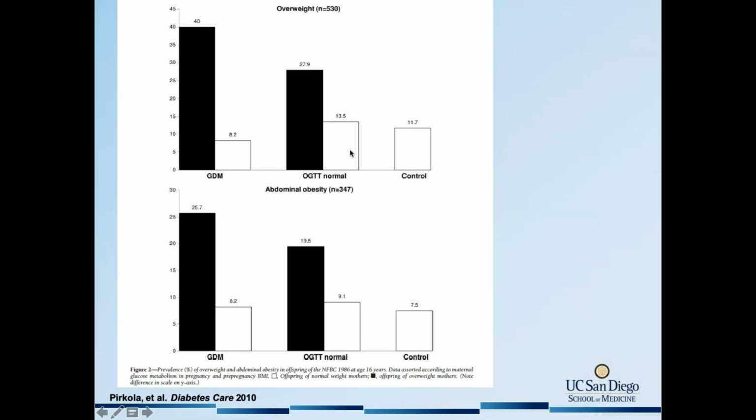These are normal controls. Here are the normal weight women, and here are the obese women in black. And as you can see, again, they have a higher rate of neonatal obesity and abdominal obesity if their mothers were obese. So again, it's a very complex pathway, and we do know that obesity may be an independent risk factor as well for these outcomes.